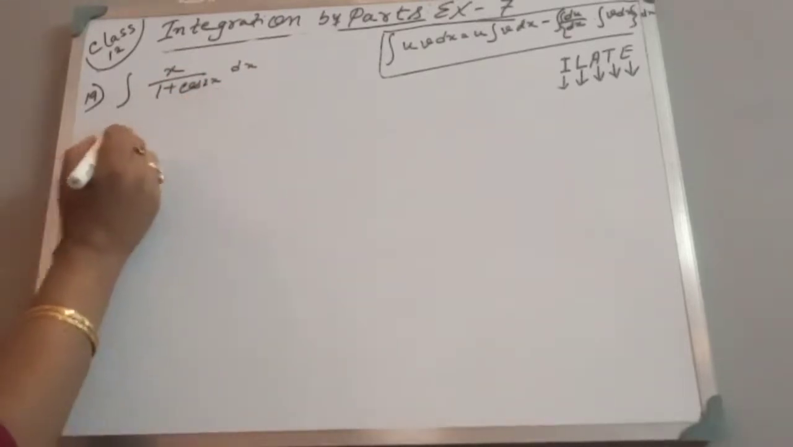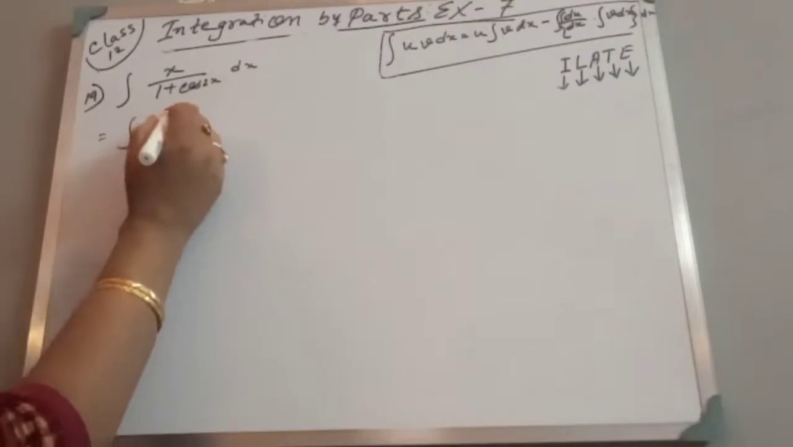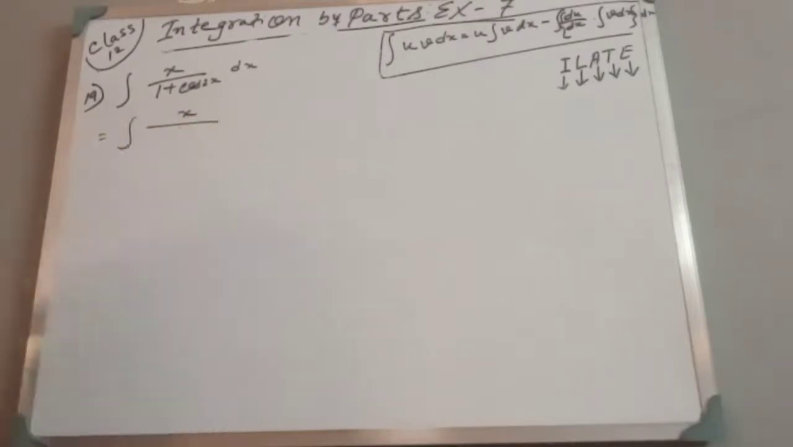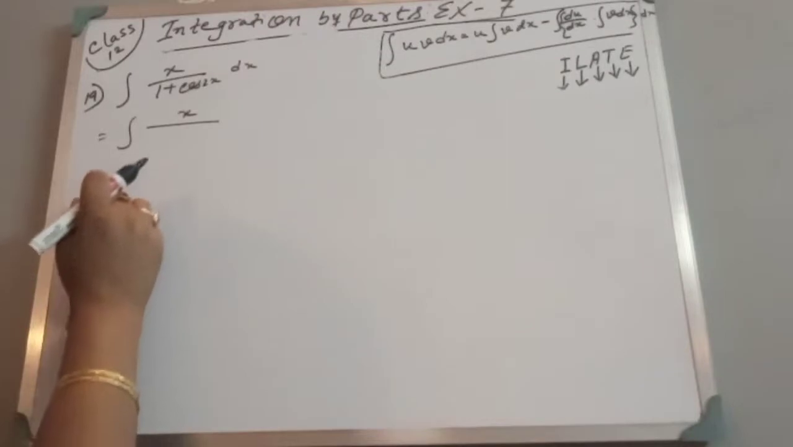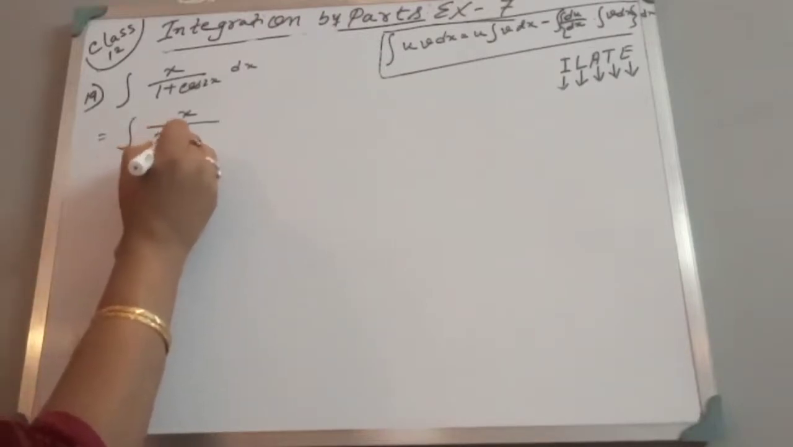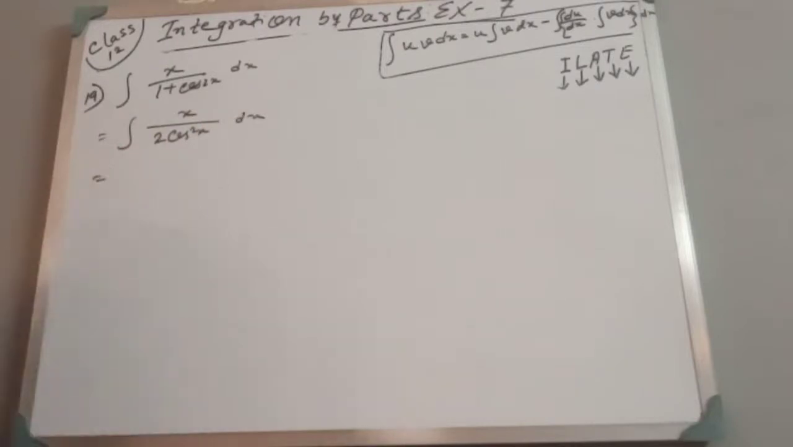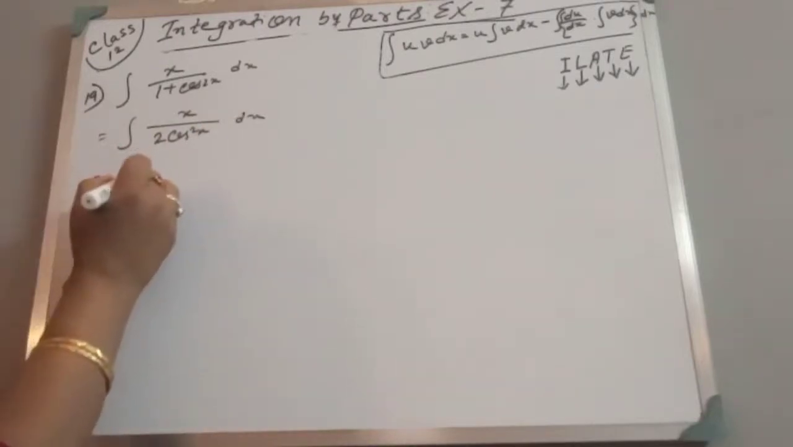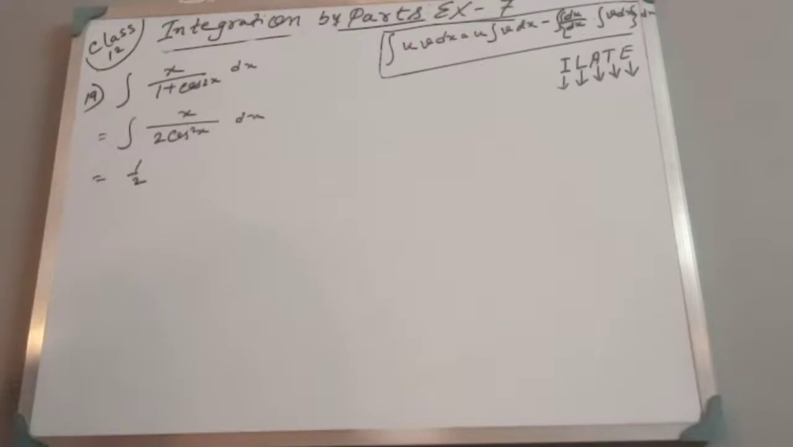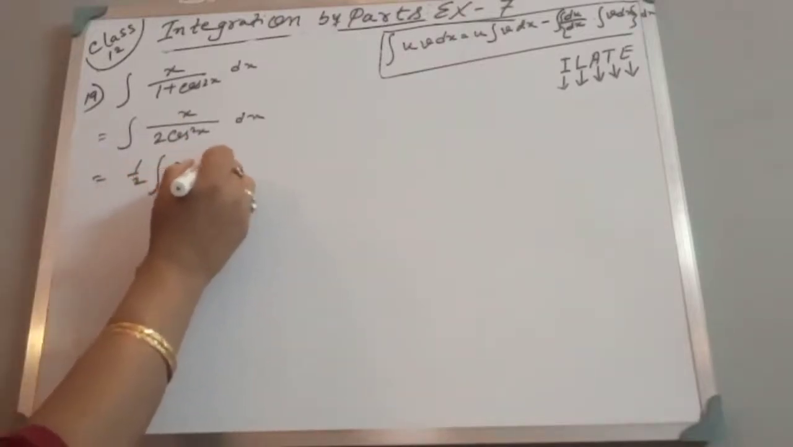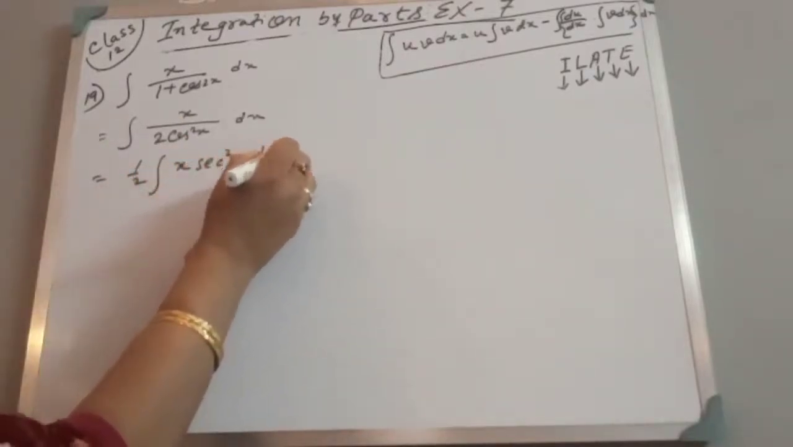Now 1 plus cos 2x, we know, is equal to 2 cos square x, according to the trigonometric multiple angle rule. In class 11 you have already done everything. 1 plus cos 2x equals 2 cos square x is the right formula. Now this is equal to half, and 1 by cos square x means sec square x. So it is coming x sec square x dx.